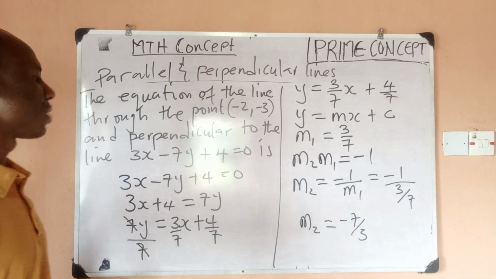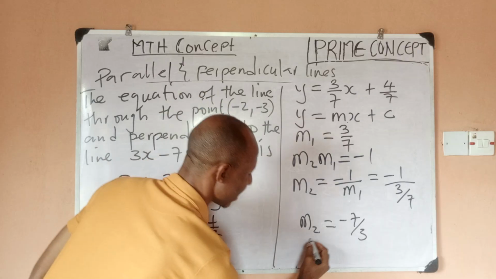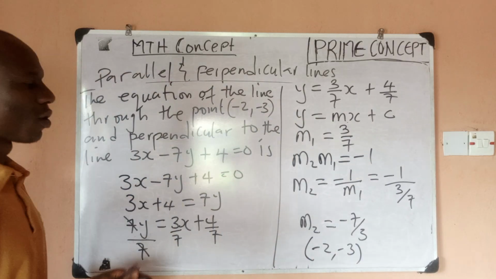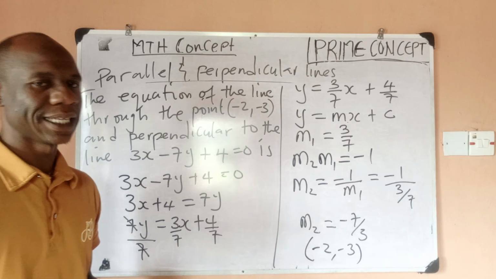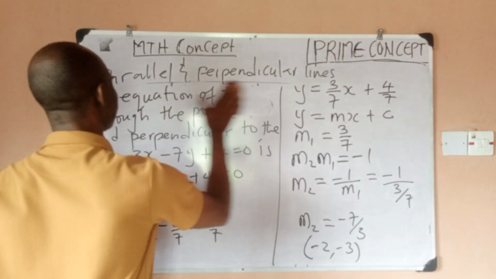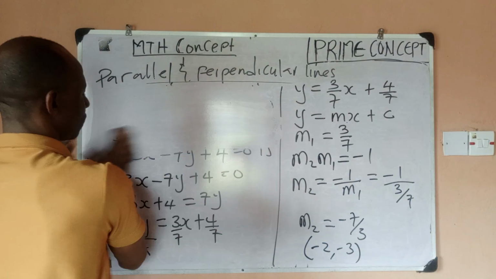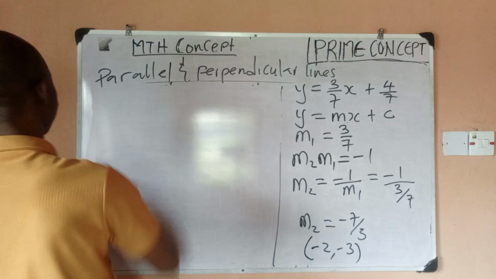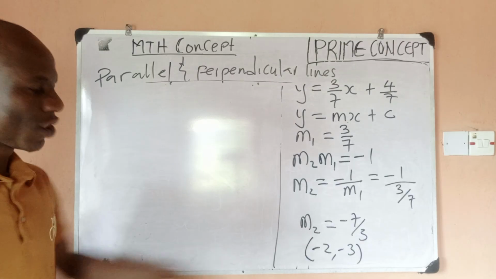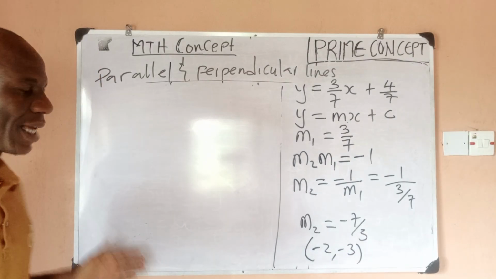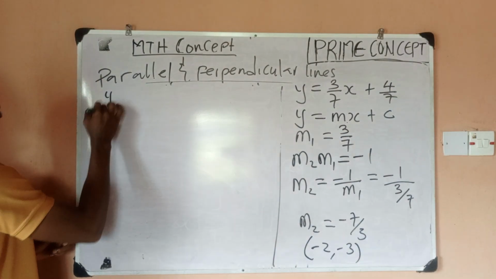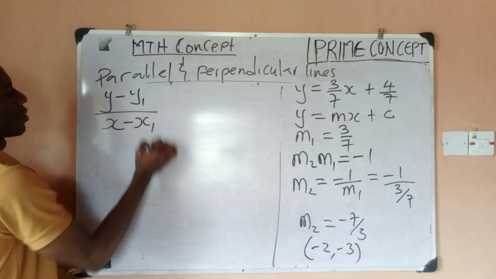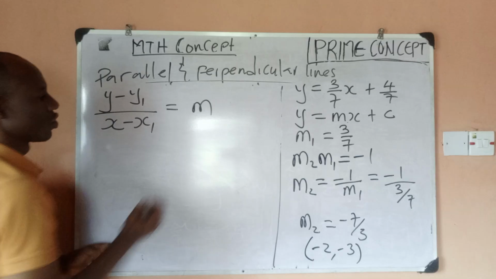So since I know that slope, let me write out the point that is given. The point given is (-2, -3). Now I want to find the equation of the line that is required. So I'm simply going to solve. I won't be using the slope-intercept method again. I'll use another method this time. Since I know my slope and I know my point, I would simply use this: y minus y1 divided by x minus x1 equal to my slope, right?